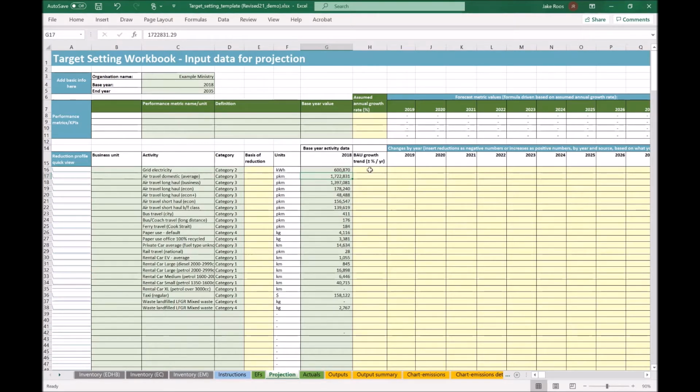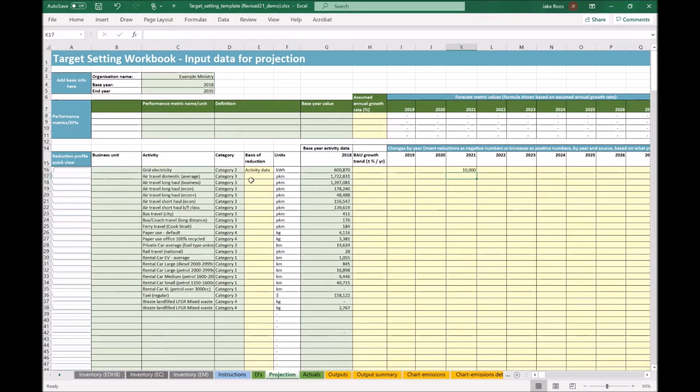Let's see. So first of all, we have to decide on the basis of reduction. So there's two ways you can enter changes to your activity data in these cells from column I onwards. You can enter them as absolute numbers. So if we're talking kilowatt hours of electricity, you could say, well, in 2021, I expect us to use 10,000 more kilowatt hours than the year before, in which case you would enter 10,000. However, if your basis of reduction, so that is called activity data, if you want to use absolute numbers. Okay, so let's see, we'll enter that in, 10,000 extra kilowatt hours.